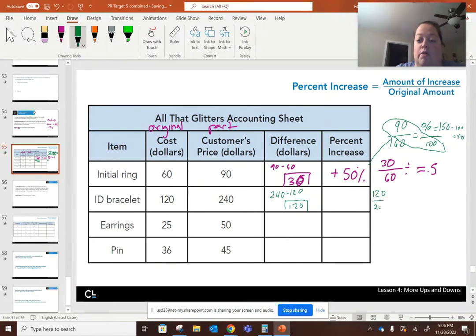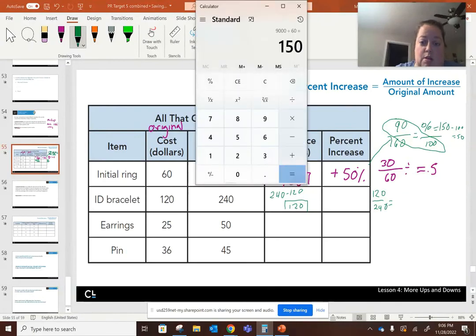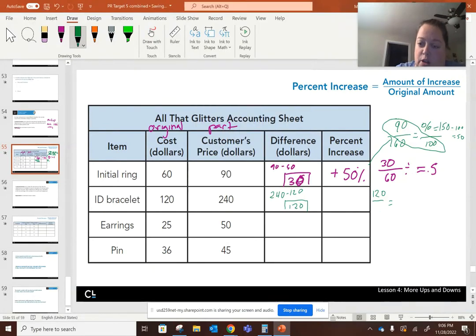And that leaves me with 120 divided by 240. Nope, not 240, 120, because I need the original amount. See, it's so easy to make these mistakes. So, well, that is 1. And again, if I multiply, move the decimal over, that's going to be 100%. So this was an increase of 100%.